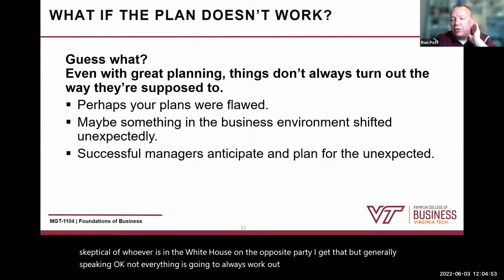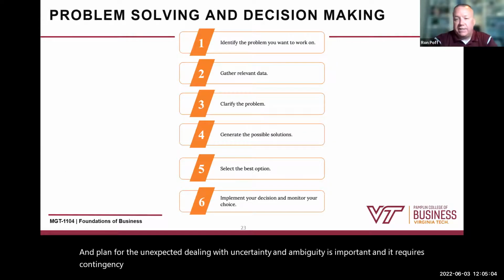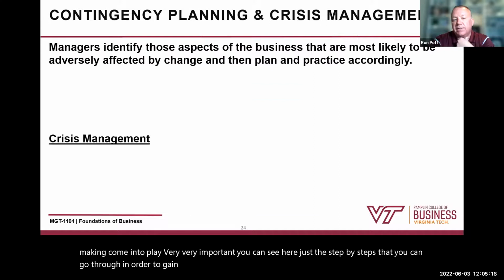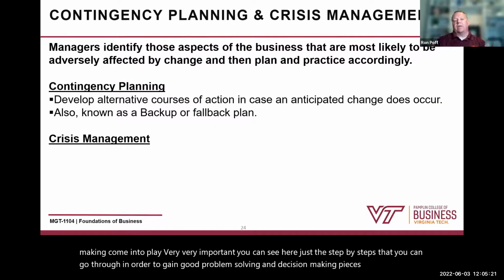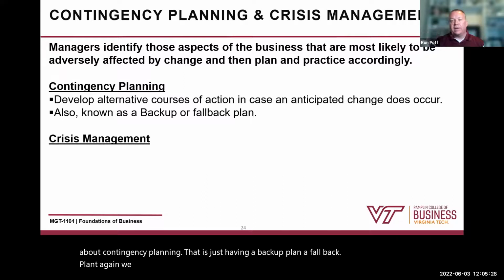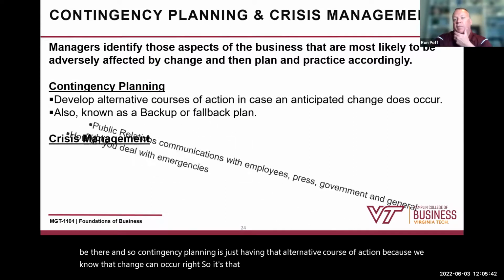Successful managers anticipate and plan for the unexpected. Dealing with uncertainty and ambiguity is important, and it requires contingency planning and crisis management. This is where problem solving and decision making come into play. Very, very important. You can see here the step-by-steps that you can go through in order to gain good problem-solving and decision-making skills. Let's talk about contingency planning. That is just having a backup plan, a fallback plan. Again, we know that things are going to happen. There's inevitable failure that's going to be there. And so contingency planning is just having that alternative course of action, because we know that change can occur, right? So it's that backup or fallback plan.